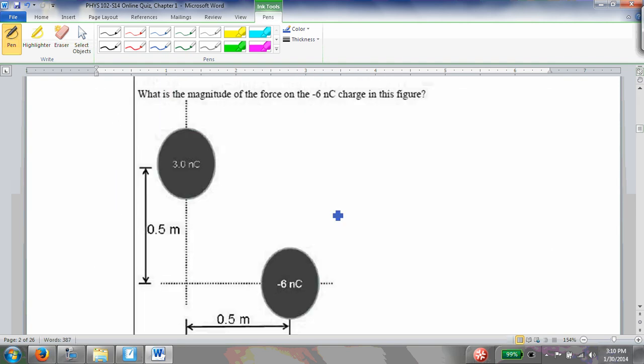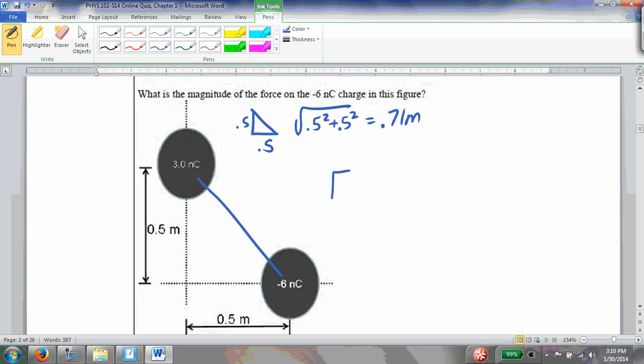What is the magnitude of the force on the 6 nanocoulomb charge in this figure? First of all, I want to figure out what this distance is. So I have a triangle, 0.5, 0.5, so I say the square root of 0.5 squared plus 0.5 squared, and that's equal to 0.71 meters. And then I want to find the force, k q q over r squared.